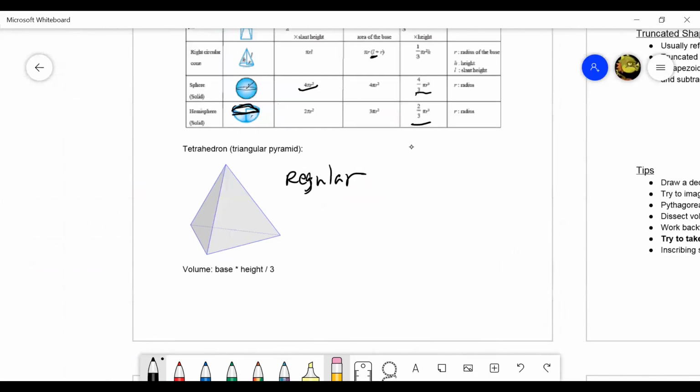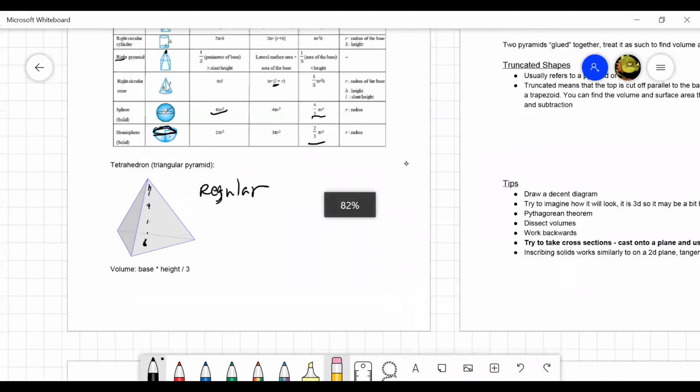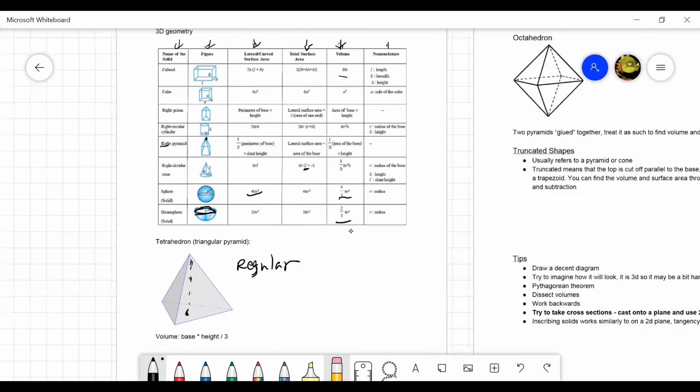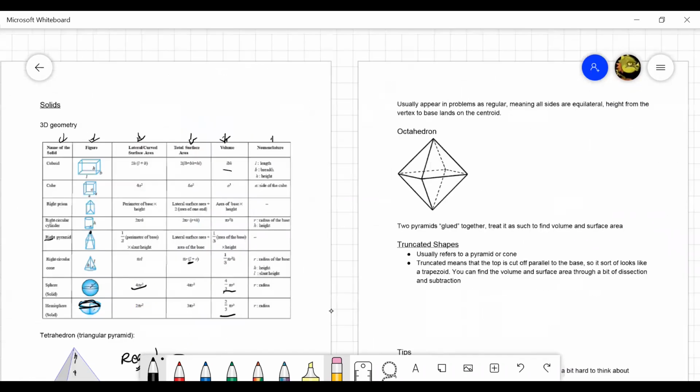And this is true for basically all pyramids, where when you draw the height from the vertex to the base, it'll land in the center of your shape. And the center of an equilateral triangle is just the centroid. So yeah, it's not too important to know because these are all things you can figure out regardless of me telling you.